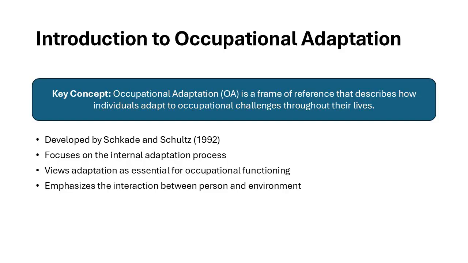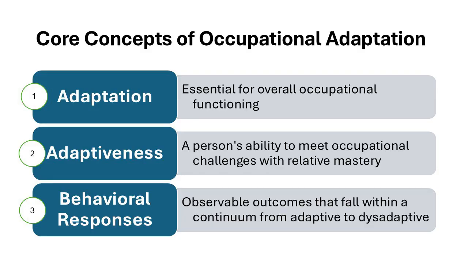Got it. Okay, let's dig into the three core concepts driving the model. First up is adaptation itself. Right. Adaptation is like the main engine. It's fundamental for occupational functioning overall. But the second concept, adaptiveness, is where things get interesting and maybe a bit tricky for students. Adaptiveness is the person's capacity, their inherent ability, to meet those occupational challenges with what the model calls relative mastery. So adaptation is the process, but adaptiveness is the potential, the internal resource. You got it. Adaptiveness is that resource pool they draw from.